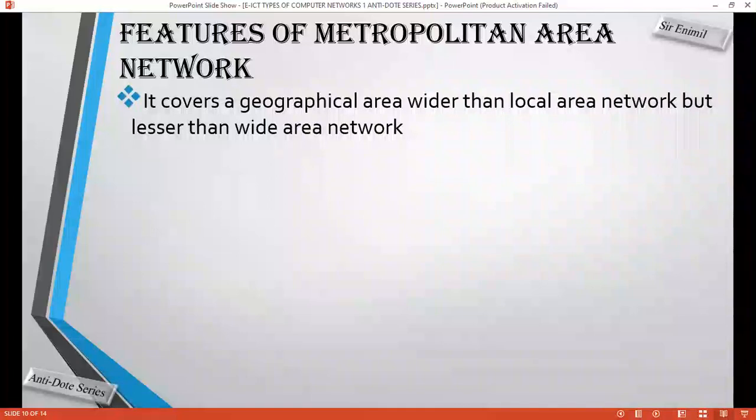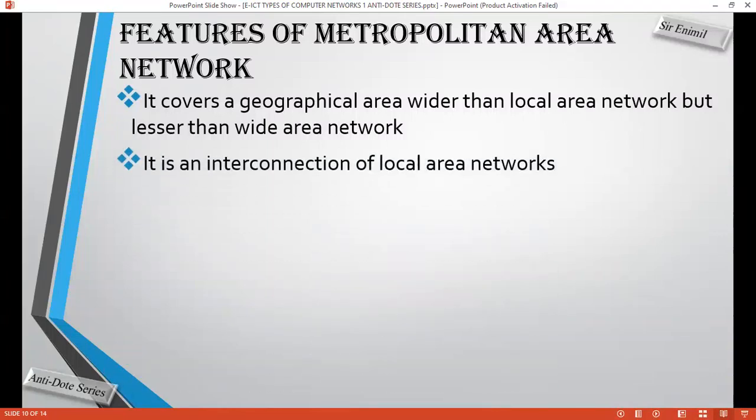It covers a geographical area wider than a local area network, but lesser than a wide area network. So it has a larger coverage compared to a local area network because it covers an entire city or town, as against a local area network that covers what? Only an office building or an organization, as against a personal area network that covers only a house or a small place.